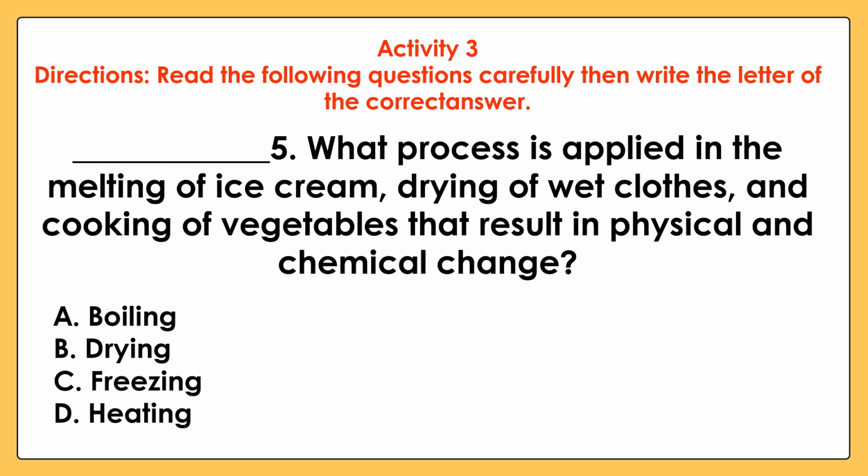Number 5. What process is applied in the melting of ice cream, drying of wet clothes, and cooking of vegetables that result in physical and chemical change? A. Boiling, B. Drying, C. Freezing, or D. Heating? The correct answer is letter D. Heating. Good job, kids!